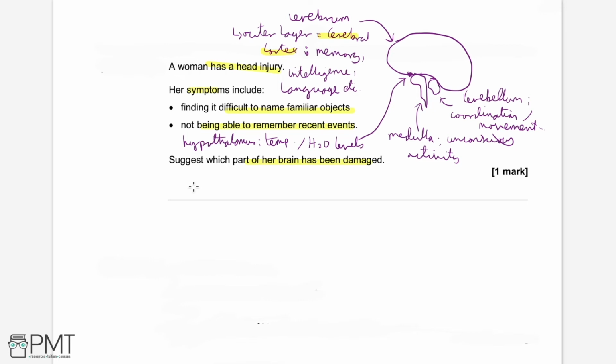Now, this is a very simplified image of the brain. There are obviously other sections, but these are the main parts necessary for GCSE biology. So we need to look for the part of the brain that is concerned with memory and verbal or language skills. Now, as we've just stated, this is the cerebral cortex, so this will be our answer.